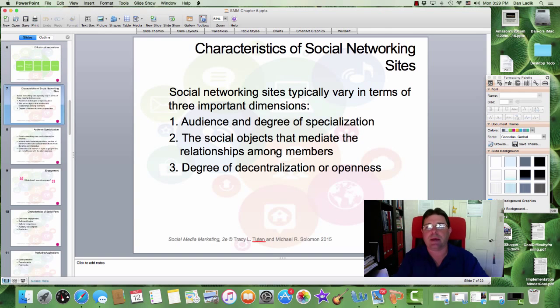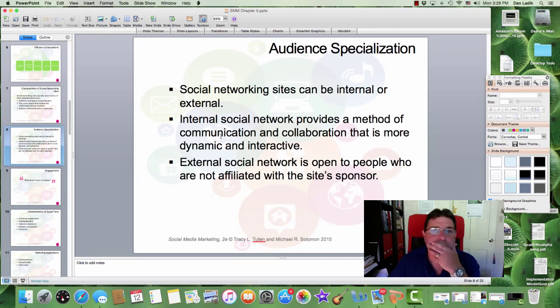So if we talk about this area of the 4 zones, we tend to talk about audience specialization, social objects, and decentralization. So let's take a look at all these. So audience specialization is, whether you have an internal or an external social network, is the method of communication and collaboration more dynamic and interactive for more internal? Is there some kind of a sponsor?